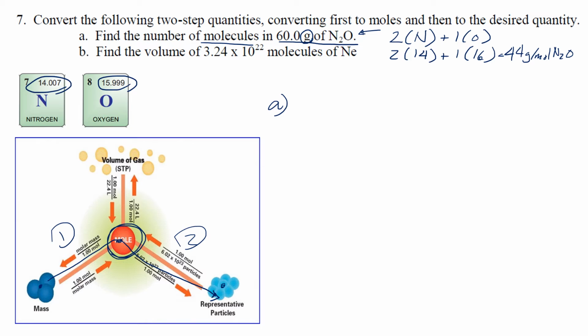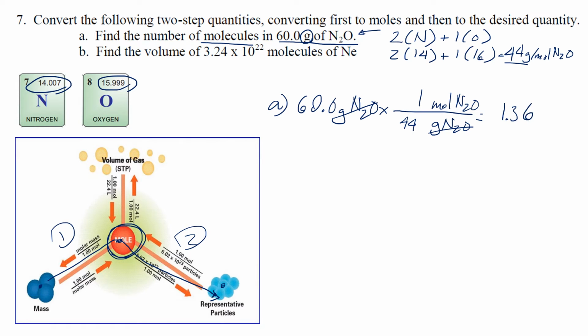Let's start with our given, 60.0 grams of N2O. Like always, we want to get out of grams and into moles. Grams of N2O, moles of N2O. Notice that these units will cancel. Great. 1 mole of dinitrogen oxide weighs 44 grams. So all I have to do is divide. It's just 60 divided by 44, and I get 1.36 moles of N2O.